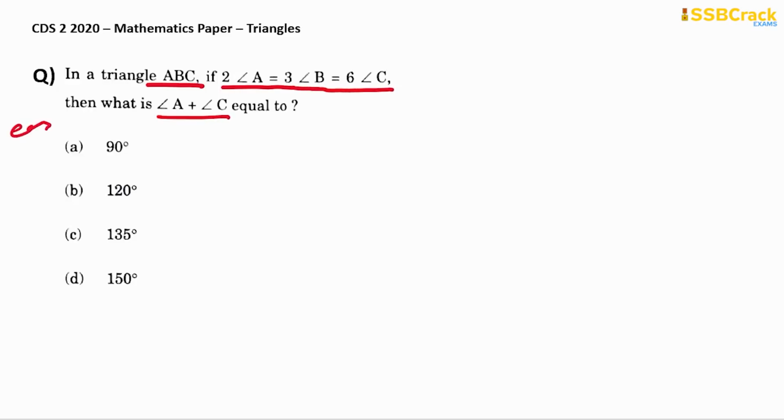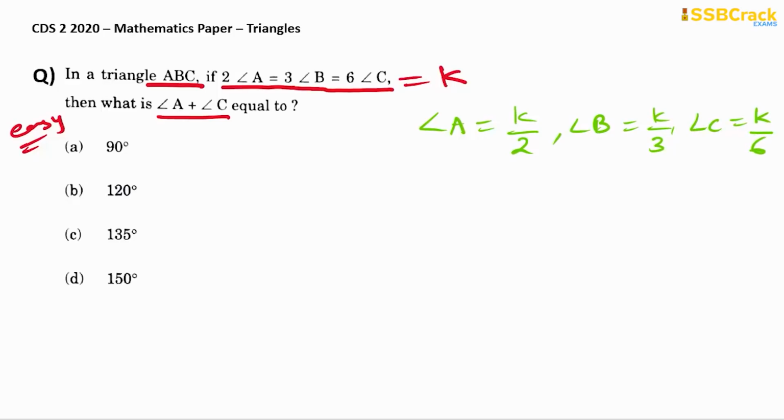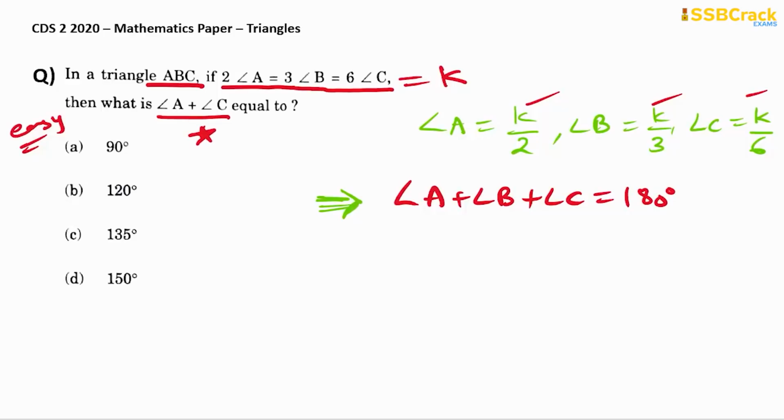One of the easy questions again, because for such a question, when the relation of 3 angles is given as equal to each other, we equate it to some certain K, right? So here you could see that angle A can be expressed as K by 2, angle B as K by 3, and angle C as K by 6. Very clear. And we know that these are the angles in a triangle. So we know the angle sum property of a triangle, that the sum of the angles in a triangle is 180 degrees. With this we can easily find K, and hence all 3 measures, and we can add angle A and C to get the answer, right? Very easy question, isn't it?